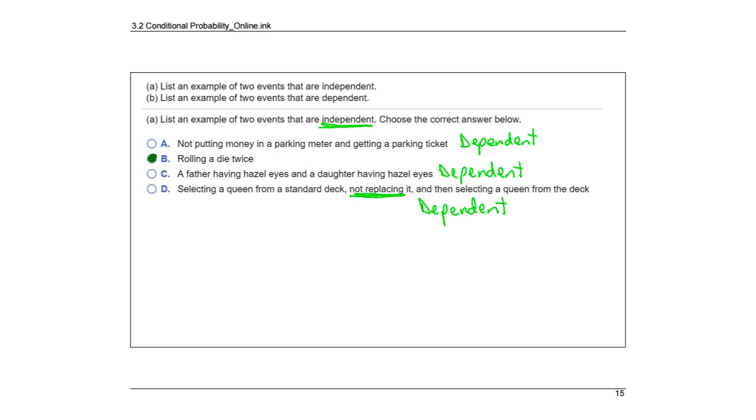Selecting a queen from the standard deck and not replacing it. Not replacing it is what makes it dependent. And then selecting a queen from the deck. So if we replace it, they would be independent. But since we did not replace it, it's going to be dependent.